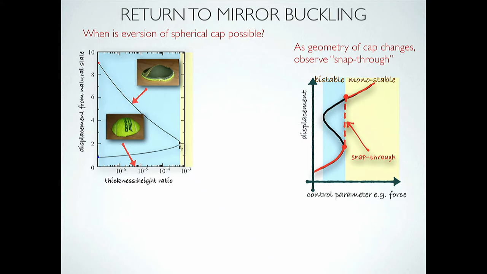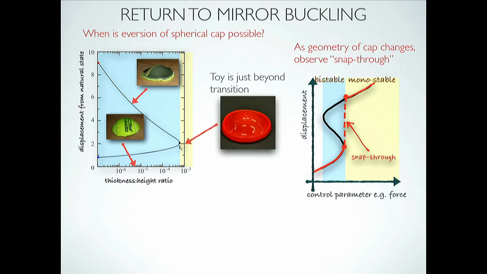I forgot to bring it with me to Trieste, but there's this famous toy called the Hopper Popper, where you turn the sphere inside out and then you put it on the table and you let go and it jumps into the air. People seen this? Okay, so this toy is basically just beyond this transition.